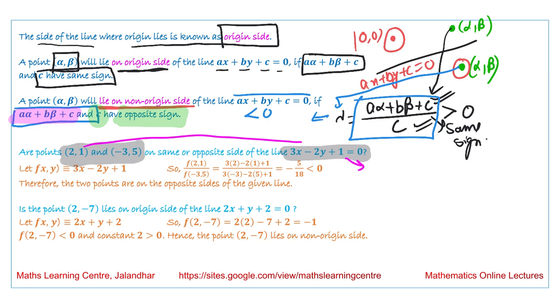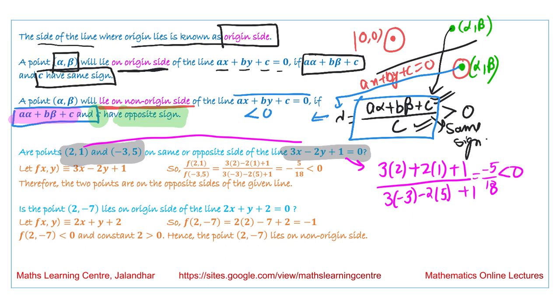So we are getting 3 into 2 plus 2 into 1 plus 1, divided by 3 into minus 3 plus, then it is minus 2 into 5 plus 1. When we calculate both these values, the answer we are getting is minus 5 by 18, and this value is less than 0. So it means that the 2 points are on the opposite side of the given line.